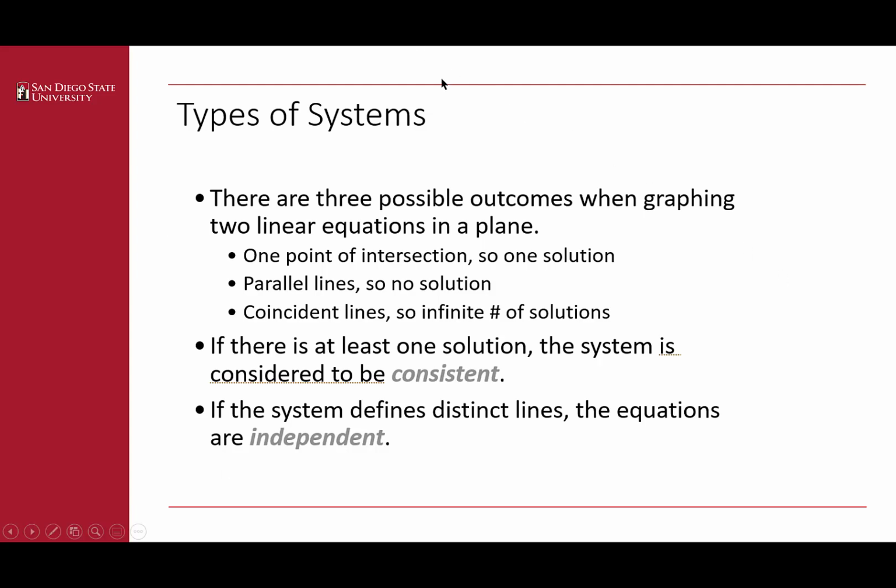Let's look at types of systems. There are three possible outcomes when graphing two linear equations in a plane. If there is one point of intersection between the lines of these equations, that means that there is only one solution. And if the lines of the system are parallel, this means that there is no solution. And if the lines are coincident, this means that there are an infinite number of solutions.